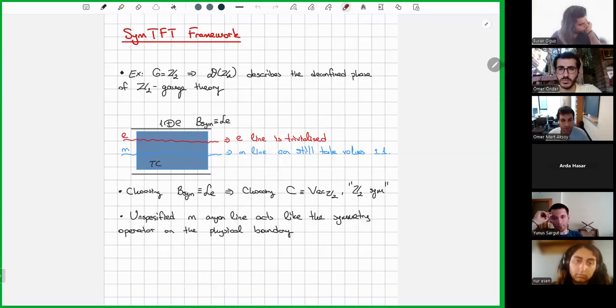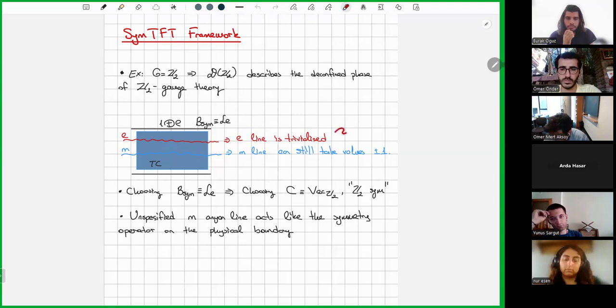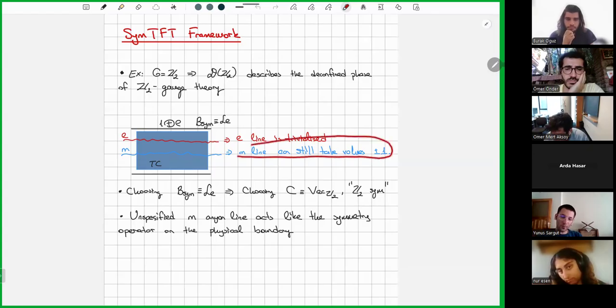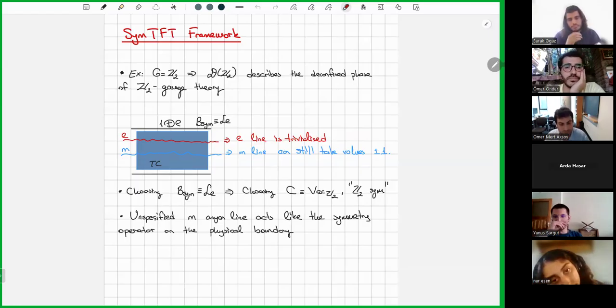A boundary where E anyons are condensed means that an E anyon can be created or annihilated there without any cost. That means the eigenvalue of the non-contractible E line is already fixed by the top boundary. The top boundary forces it to be +1. However, the eigenvalue of the M line is still undetermined because the top boundary doesn't say anything about that. It is not condensed, so the M line can still take the values +1 or -1. So far, that's the only consequence of the condensation of E anyons on the top boundary.